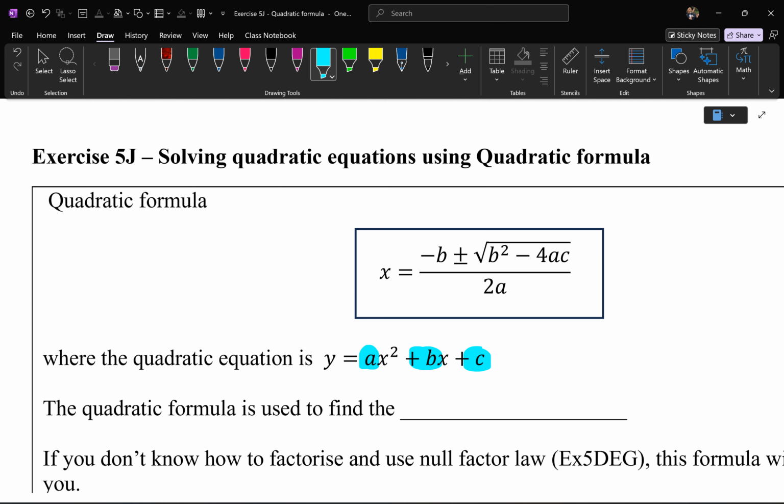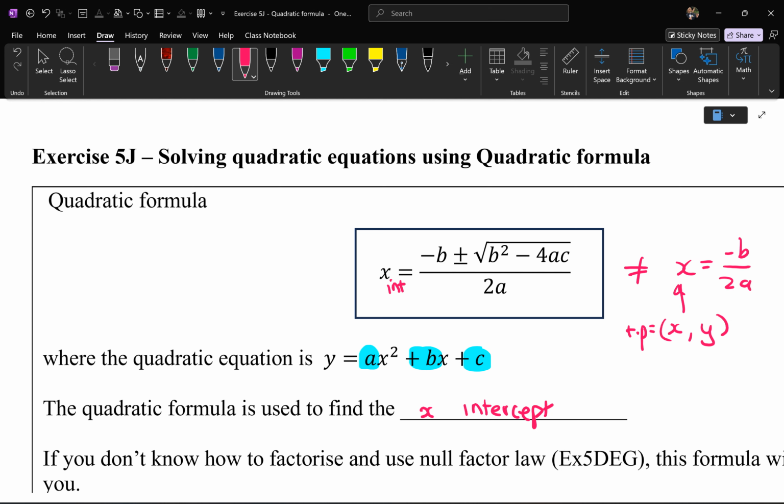So you don't even have to factorize, don't have to do null factor law. Plug it in here, and you will get the x-intercept. Fill that in. The reason I want you to fill it in is because I want you to know that this x is not the same as x equals negative b over 2a. These two are very different. This x tells you the x-coordinate of the turning point. Okay? This x actually tells you the x-intercepts of the equation.